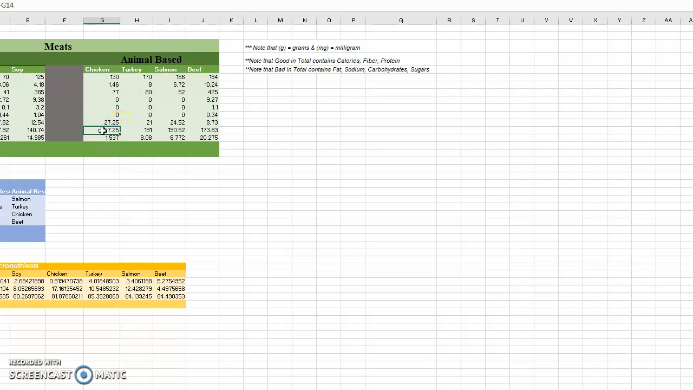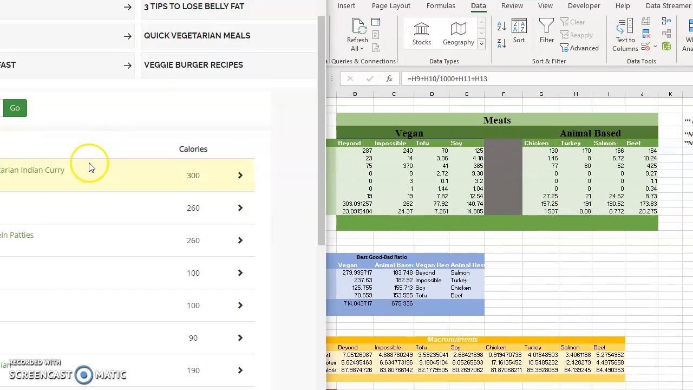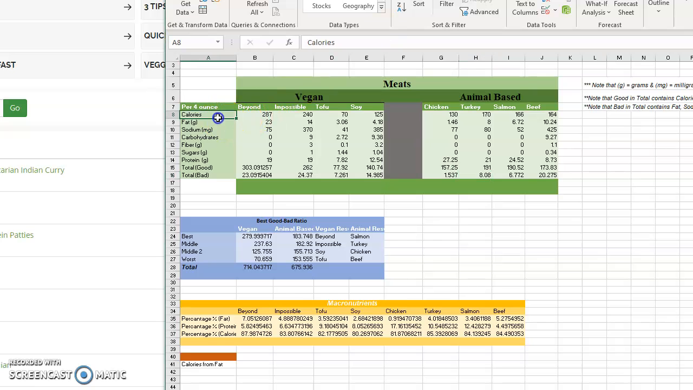As you can see, I noted that the good contains calories, fibers, and proteins. So we added those certain cells, as you can see over here. And for the bad, we contain the fat, the sodium, the carbohydrates, and the sugars. As you can see, these cells are added over here. Okay. And over here is my data source where I got all the information for the key statistics.